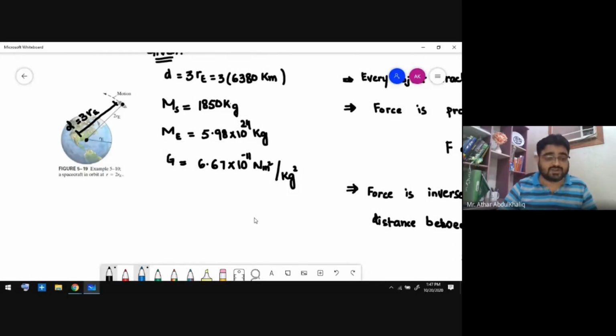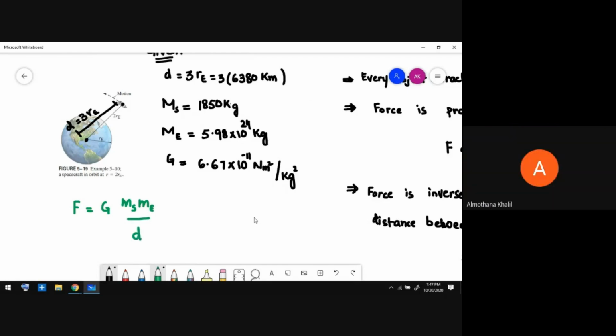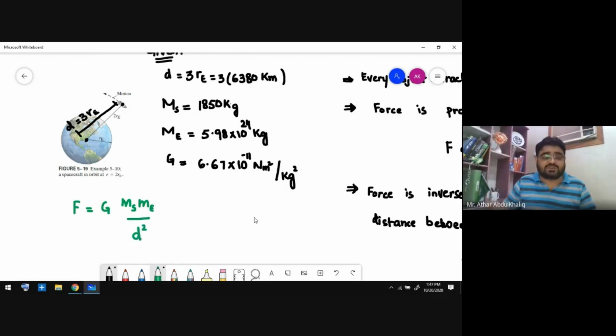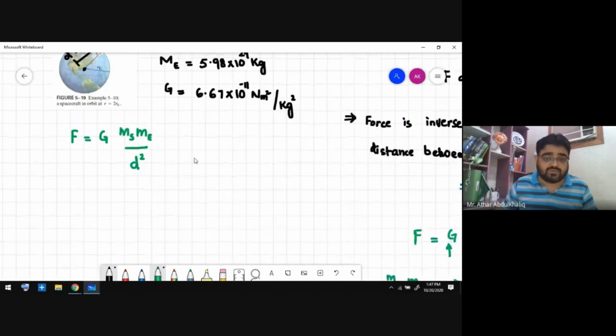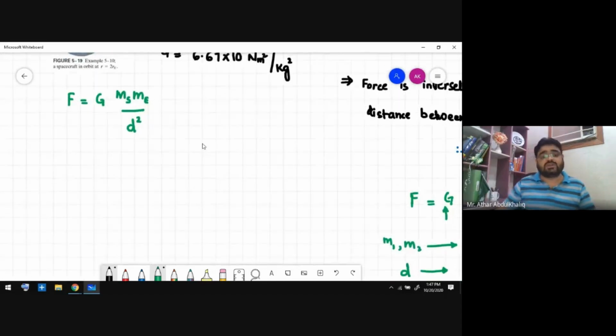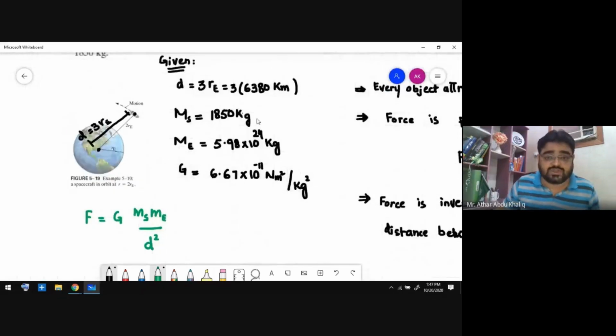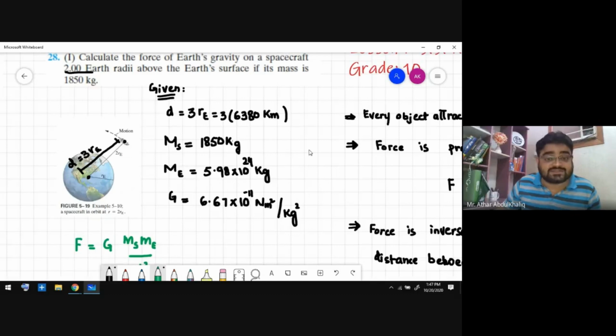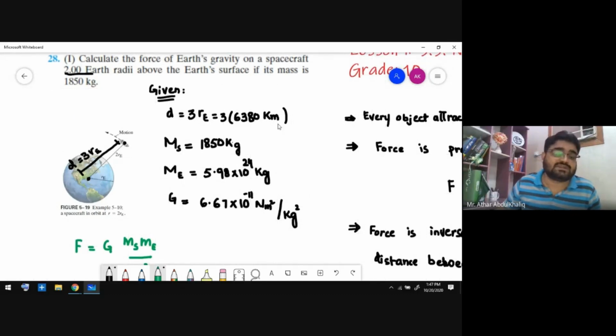For that purpose, let me start with the formula. The formula for the force of gravity, F is equal to G, M1 is the mass of the satellite, M2 is the mass of the Earth over D, distance between their centers, square. Now just you have to substitute the values, but before you go for substitution of the values, keep it in your mind that masses should be in kilogram, G should be in Newton meter square per kilogram square, and the distance should be in meters. Here distance is in kilometers.